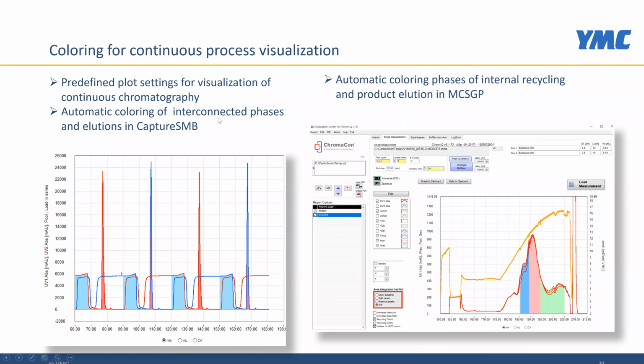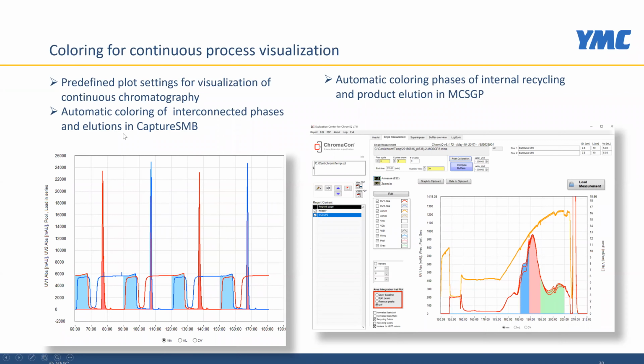Once you've run a continuous chromatography experiment, the one important thing you want to check is steady state, and to be able to judge if you have been reaching a constant product quality. For this, we have a number of features.